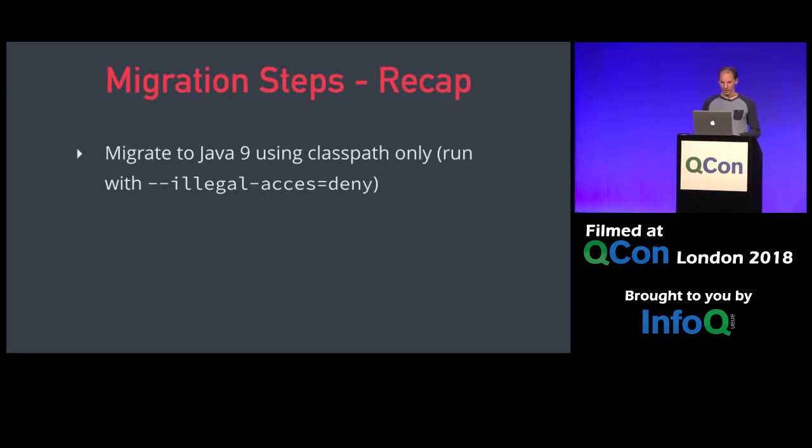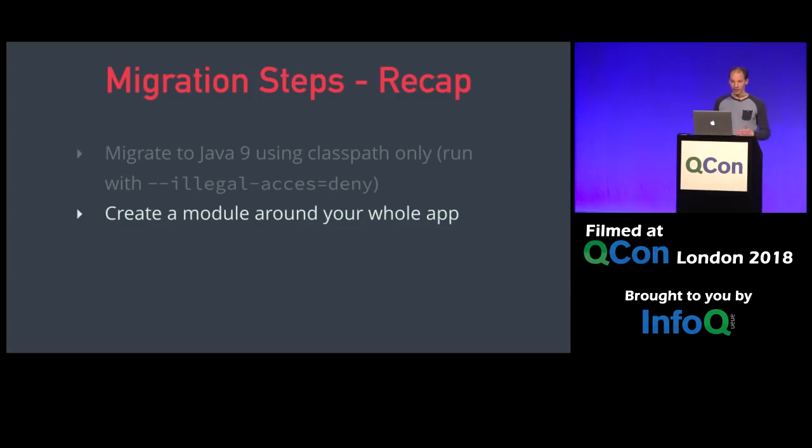So to recap, we had first a migration to Java 9 just using the class path. And the important point to note there is that you really need to address these warnings. So you should be able to run your code with illegal access is deny, and then you're ready both for the modular world and also for the future default of Java, where the illegal accesses will be disallowed. Then what we did was we created a single module around our application code just to tease out any of the technical issues that are still there if you're using, for example, automatic modules like we saw.